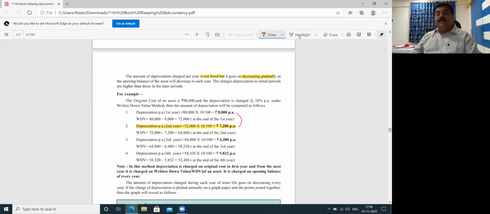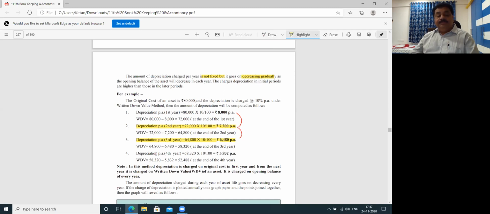Third year, what will happen? Now, first of all, calculate the written down value. 72,000 minus 7,200, it is 64,800 at the end of the second year. Then depreciation in the third year is 10% of 64,800, which becomes 6,480. You can see the depreciation has changed and again reduced. चेंज भी हो गया, कम भी हो गया.